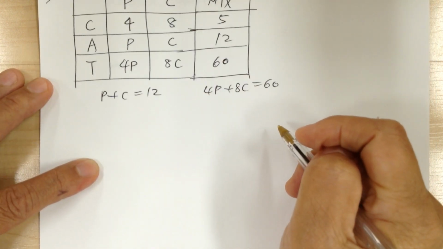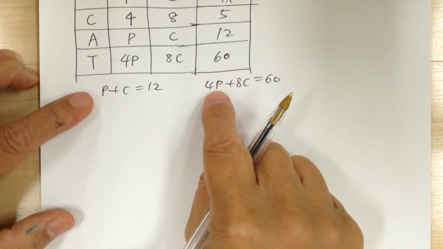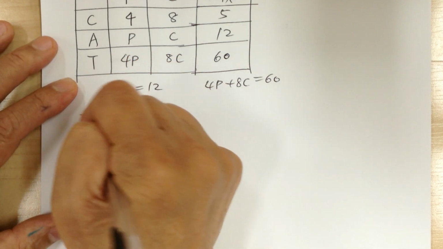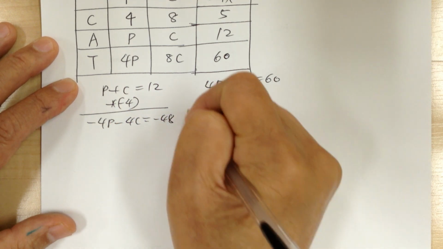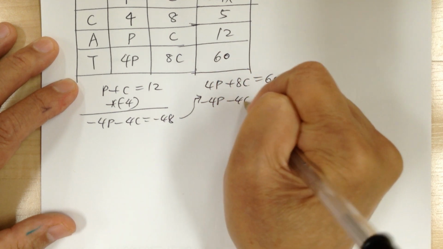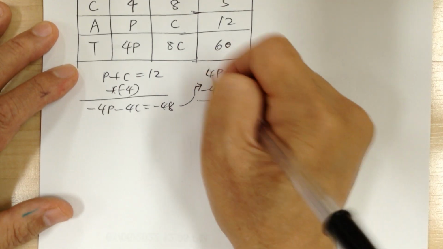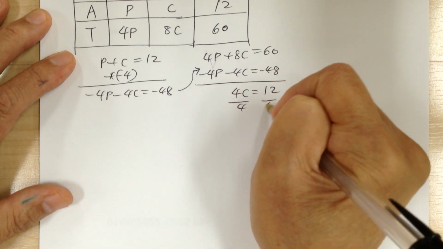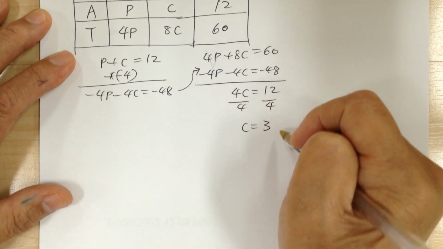Okay? Then next what you do is you want to eliminate the lower variable. Okay? So let's go and make the P opposite. So I'm going to multiply by -4. So I got -4P minus 4C equal to -48. And I'm going to put this under here. Then add this together, so this will cancel out. So I got 4C equal to 12. Divide by 4, divide by 4. So C equal to 3, and the label will be pounds.